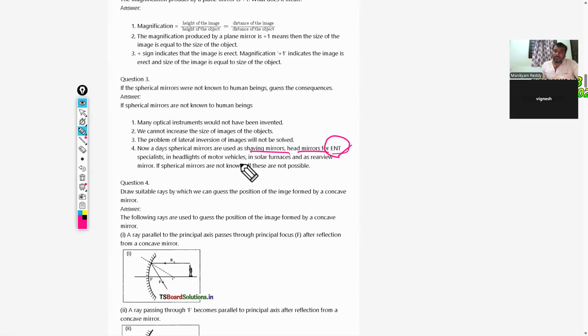Specialist in headlights of motor vehicles, in solar furnaces, as a rear view mirror. If spherical mirrors are not known, all these are not possible. Shaving mirrors will not come, head mirrors will not come, specialist headlights will not come.